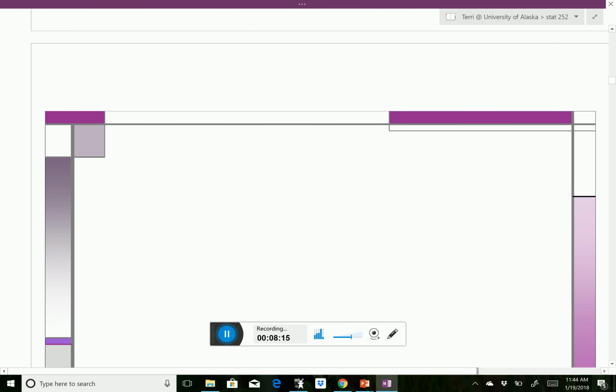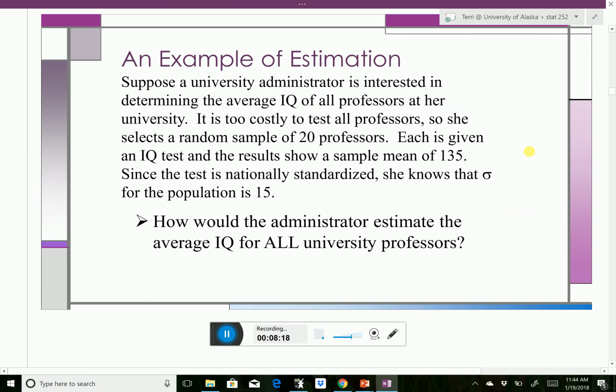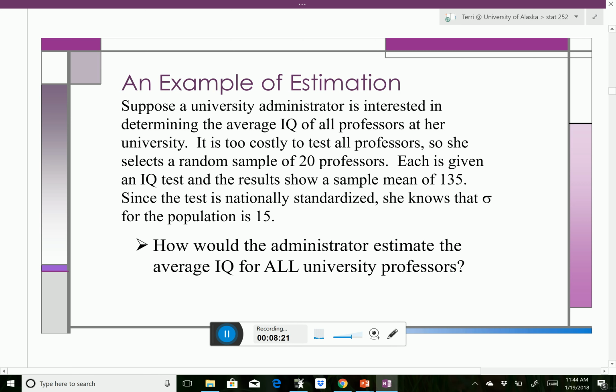So let's take an example so that I can illustrate this better. Let's say we have a university administrator. They're interested in determining the average IQ of all their professors. So it's a large university, so it's too costly. We're not going to test all the professors. So they select a random sample of 20 professors. Each one is given an IQ test, and the results show a sample mean of 135. And since the test is nationally standardized, we know that sigma for population is 15. So how would the administrator estimate the average IQ for all university professors?